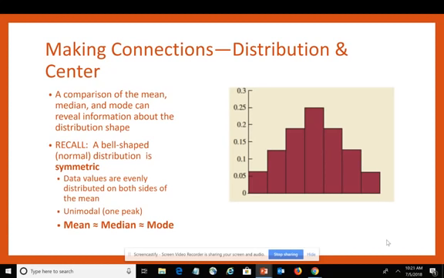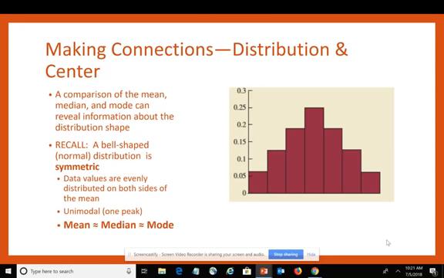Let's take a look at some connections between the measures of center and trying to identify the distribution. We talked about distributions earlier, and we were doing it basically using our eyeballs or kind of our gut, just looking at a visual representation. But we can actually verify whether or not a distribution is skewed to the left, skewed to the right, or symmetric by comparing the mean, the median, and the mode.